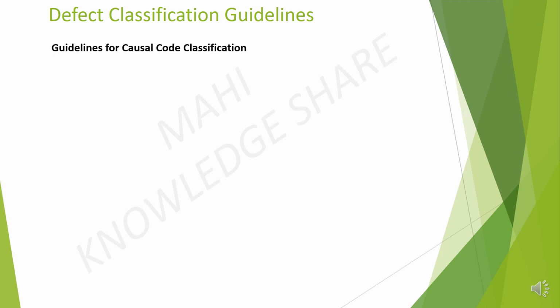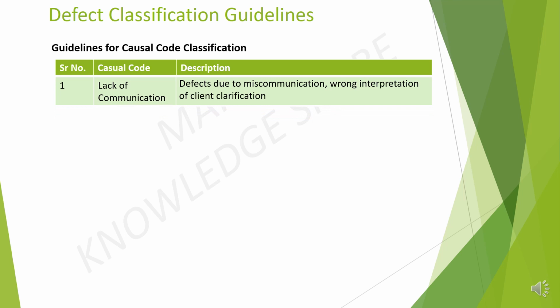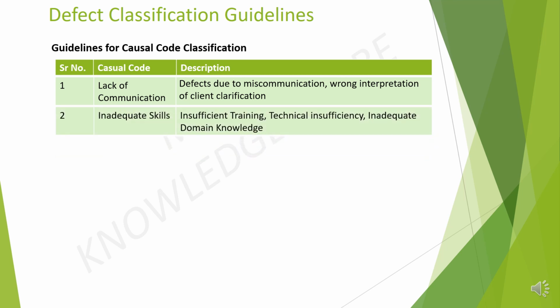Guidelines for causal code classification. Causal code can be classified into 6 types. Type 1, lack of communication. It covers the defects like defects due to miscommunication and wrong interpretation of client clarification. Type 2, inadequate skills. It covers the defects like insufficient training, technical insufficiency and inadequate domain knowledge.